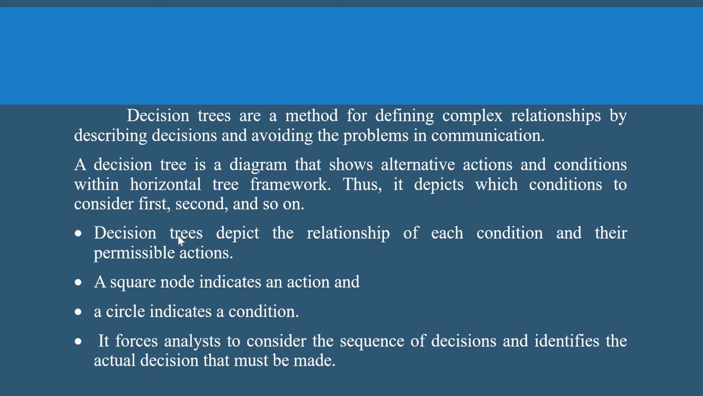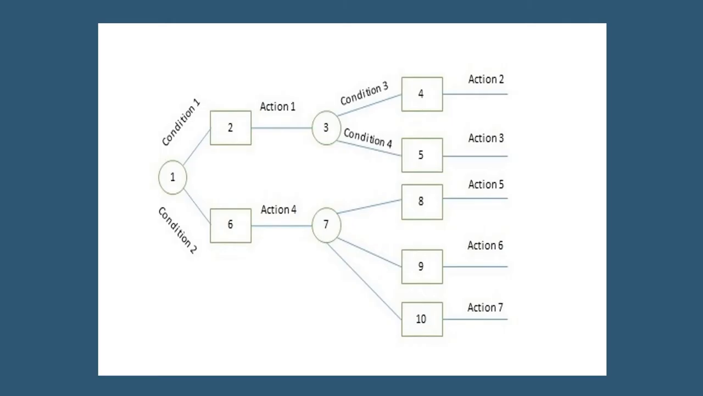Decision trees depict the relationship of each condition and their permissible actions. A square node indicates an action, as I've mentioned earlier. A circle or an oval indicates a condition. It forces analysts to consider the sequence of decisions and identifies the actual decision that must be taken.